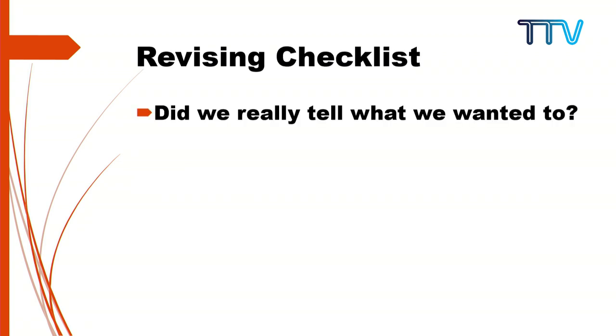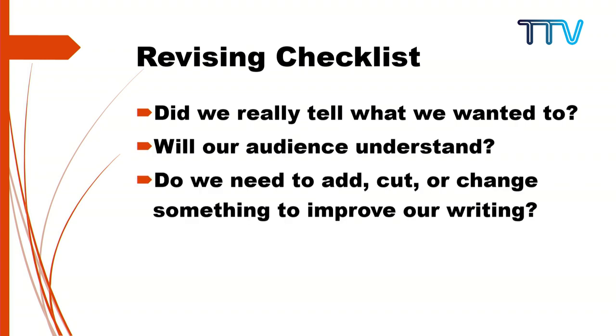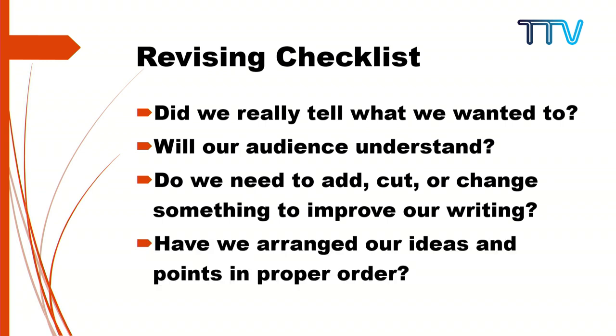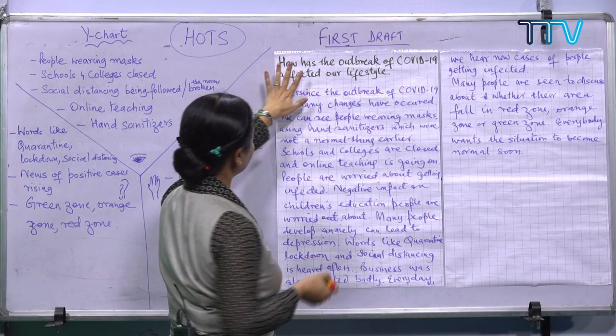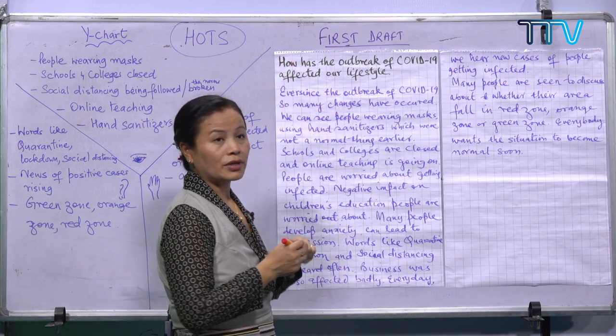What are the things that we need to look for when we are revising? Did we really tell what we wanted to? Will our audience understand? That is your readers. Do we need to add, cut, or change something to improve our writing? Have we arranged our ideas and points in proper order? Okay, clear. So these are the revising checklists, and we are going to follow that. So this is the first draft. So what we are going to do now is revising.